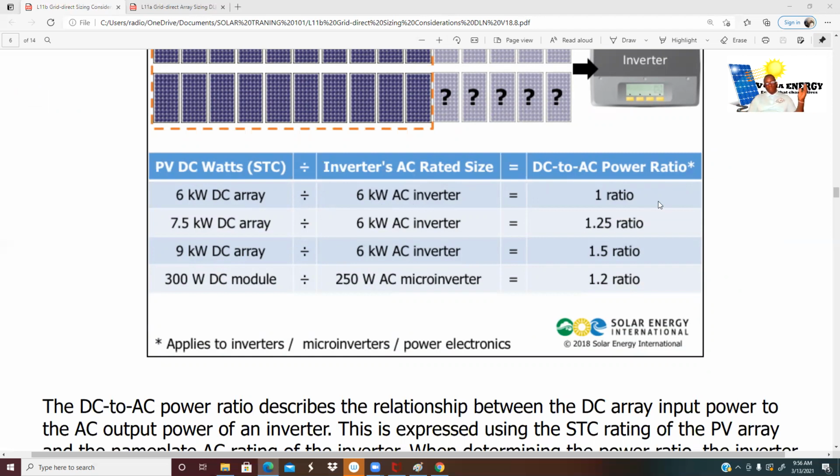If you have a 7.5 kilowatt DC array and a 6 kilowatt AC inverter, you divide the 7.5 kilowatt DC array by the 6 kilowatt AC inverter, and you have a 1.2 ratio. That's your DC to AC power ratio. If you have a 300 watt DC module, divide by a 250 watt AC microinverter, you have a 1.2 ratio.